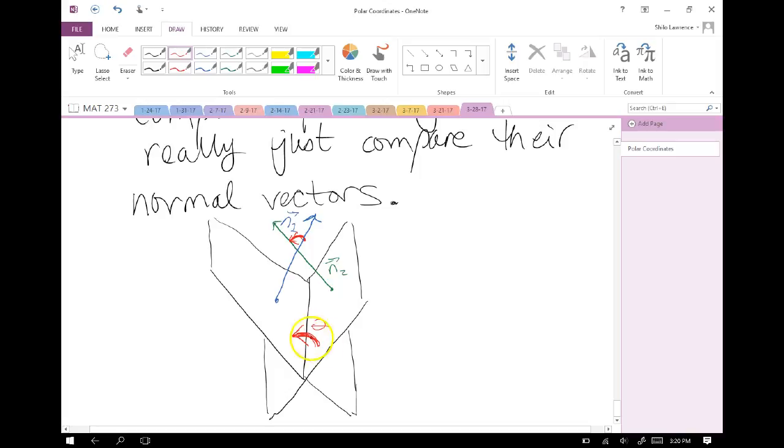So if you ever have to compare two planes and what's going on between two planes, whether they're parallel or perpendicular or just calculating the angle between them, you can always just pull their normal vectors out and figure out what's going on between their normal vectors. Because we've talked about previously how to figure out if two vectors are parallel or perpendicular, or calculating the angle between two vectors.